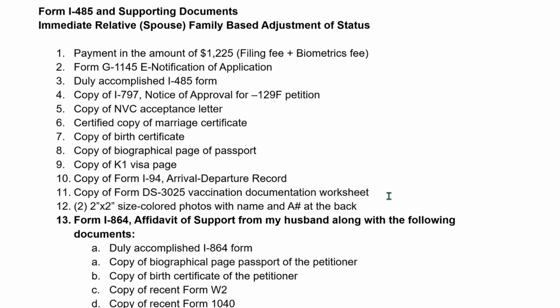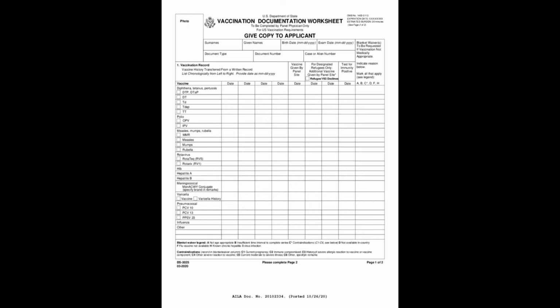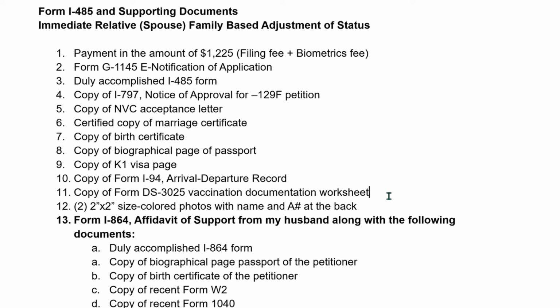And next, we have the copy of Form DS-3025 or the Vaccination Documentation Worksheet. So, ito yung galing sa ating medical, galing kay St. Luke. Next, we have the two pieces of 2x2 pictures with our name and alien number at the back. And additional information, guys, if your petitioner went through annulment or divorce, you need to provide the certificate. So, add ninyo lang dyan sa list of the requirements.